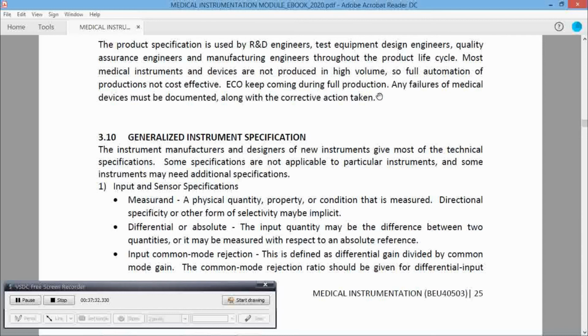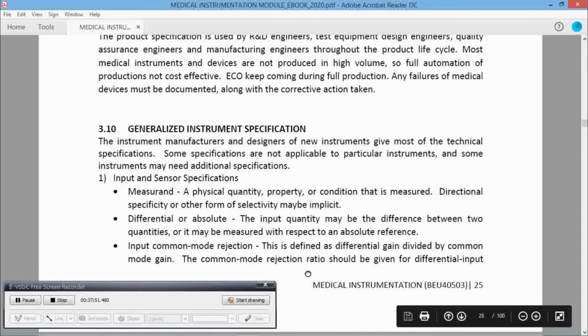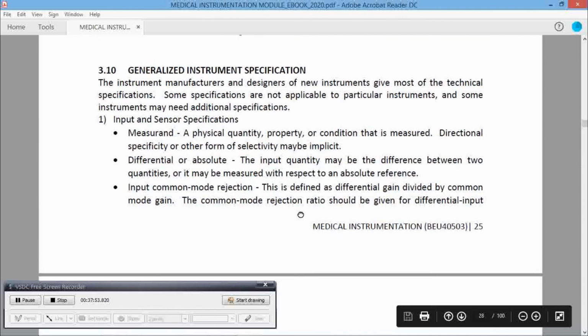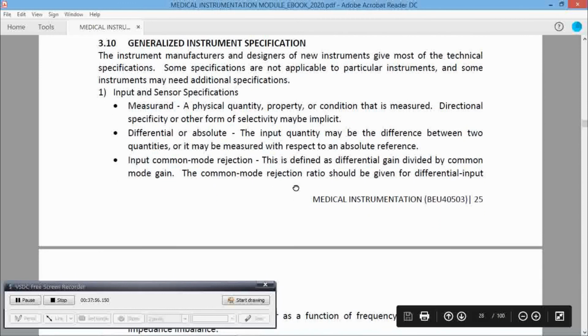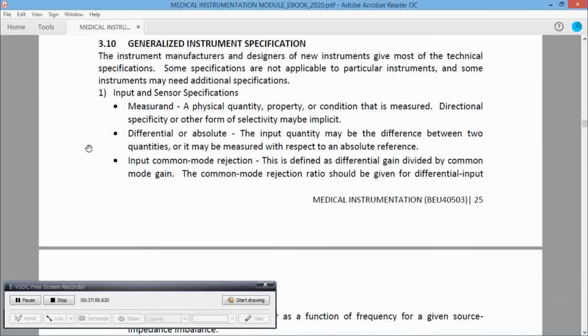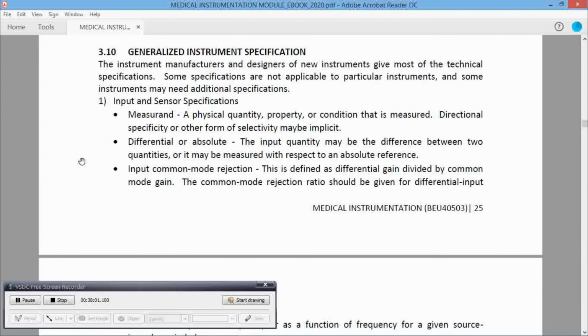ECO keep coming during full production. Maknanya environmental change order tadi, kalau ada yang report yang masuk, maknanya during production kita kena betulkan. Any failures of medical device must be documented along with the corrective action taken. So ini for the record. You need to have a clean record of production. At the same time, when there is an ECO, engineering change order, you need to fulfill that demand. Okay.